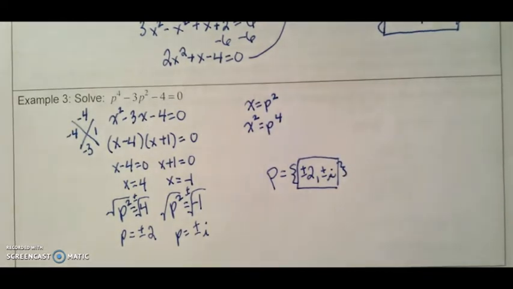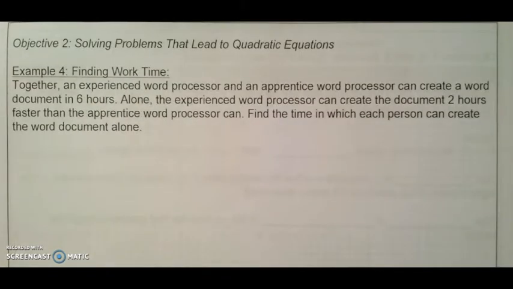All right, let's take a look at the next page. On this page, we're looking at word problems that lead to quadratic equations. So, finding work time. Work and time kind of work together. If I'm saying, for example, that I spent 5 hours on an assignment, then I did one assignment in 5 hours. That's the relationship between work and time.